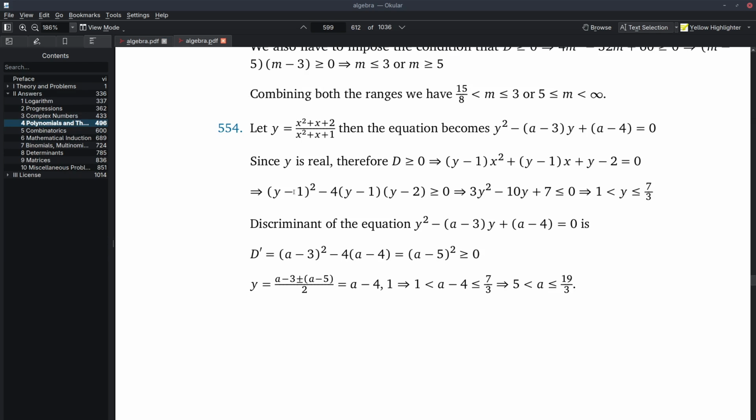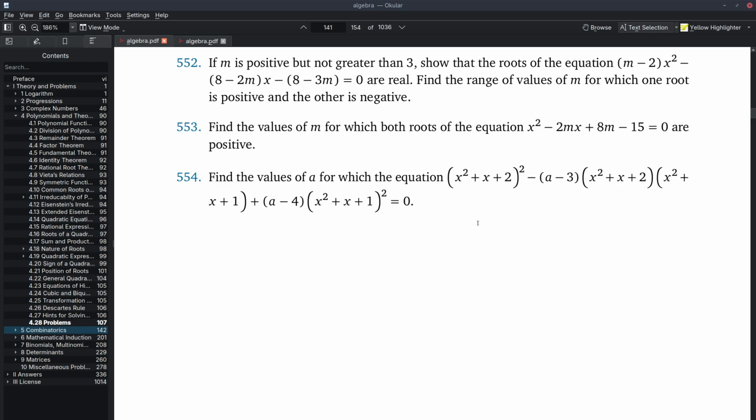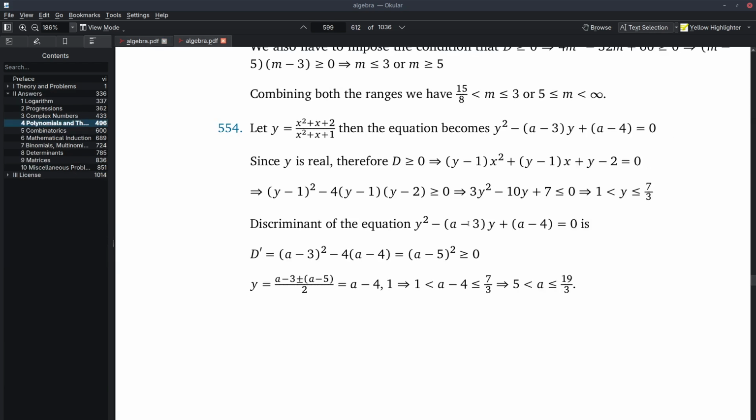So now we compute the discriminant. We get (y minus 1) whole square minus 4 into (y minus 1) into (y minus 2) greater than or equal to 0. So this gives us y between 1 and 7 by 3. Now we have to find the value of a. So we now compute the discriminant of this equation, y square minus (a minus 3) into y plus (a minus 4) is equal to 0.